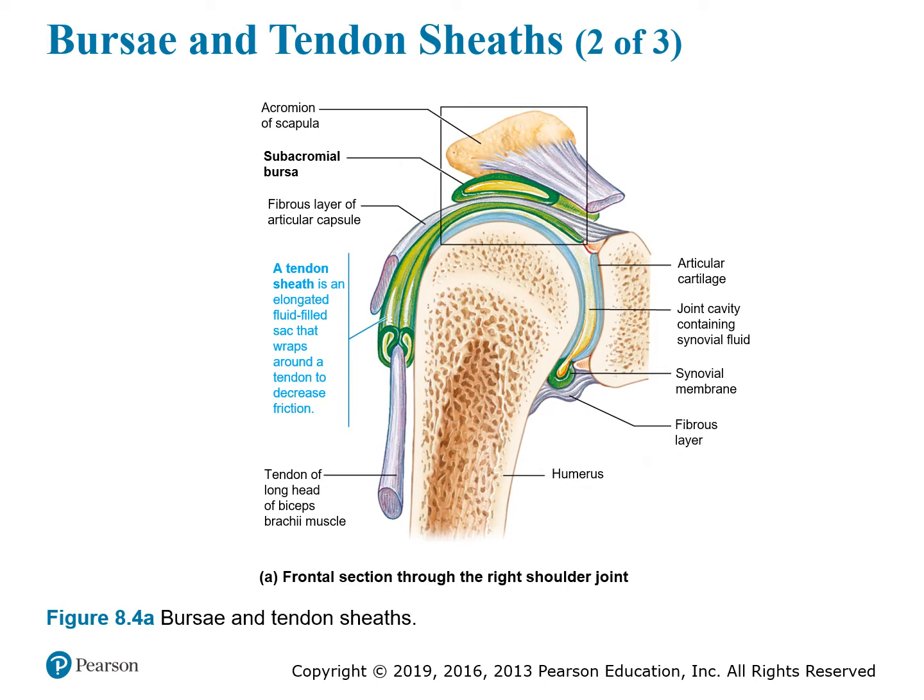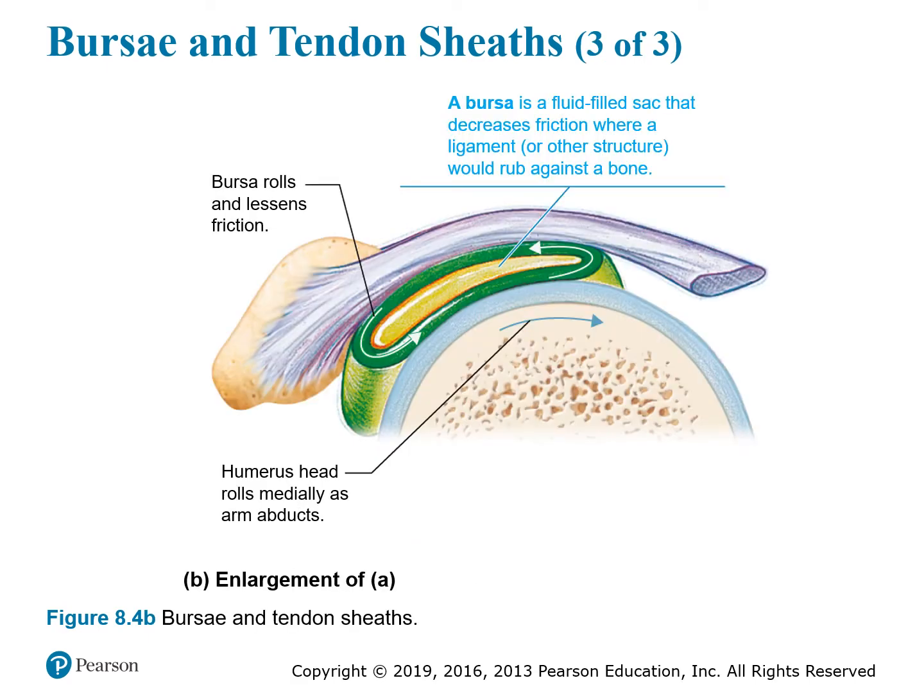Here we have a tendon sheath that is wrapped around the tendon of the long head of the biceps brachii muscle. Here we also have synovial membrane. And of course the joint cavity, which contains synovial fluid. Here's a closer look at this bursa, this fluid-filled sac that decreases the friction where a ligament or other structure would rub against the bone, causing damage. And the bursa will roll and lessen the friction.